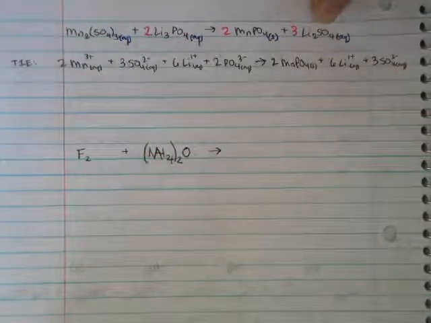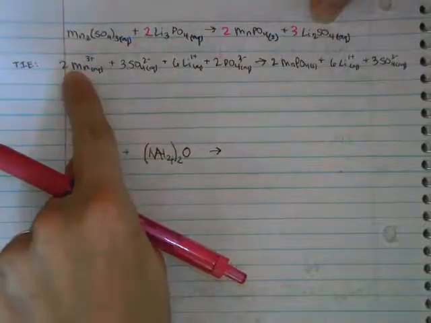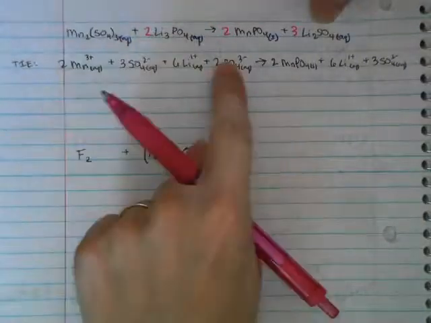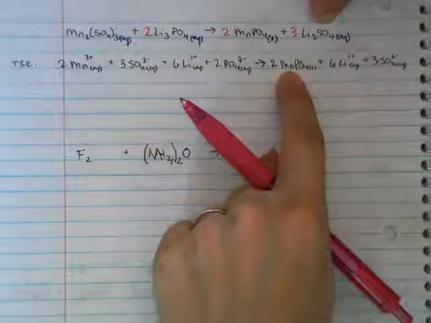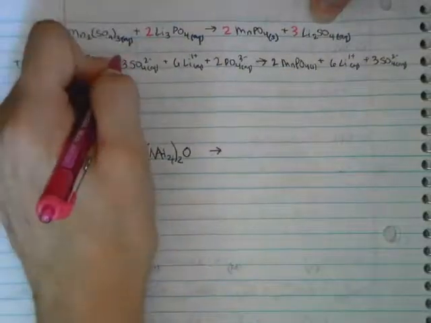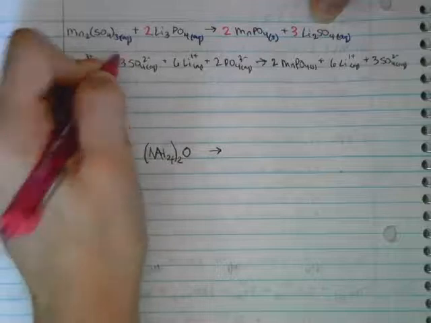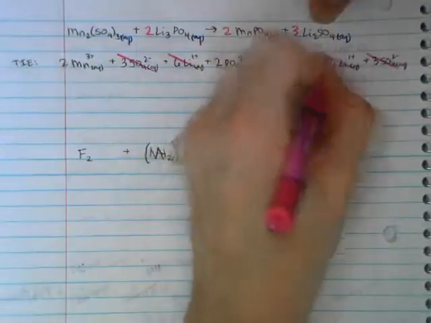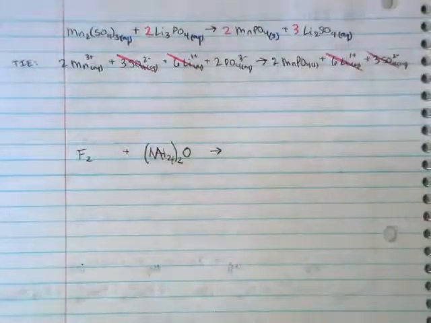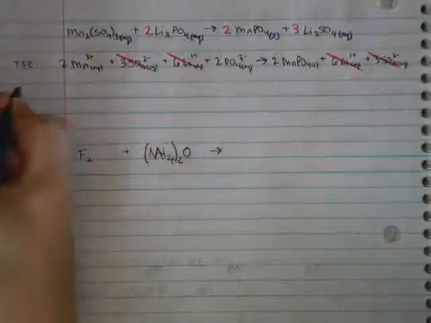So, spectator ions: it's not manganese and it's not phosphate because those two combine to make a solid precipitate. The sulfate, however, is out, and the lithium is out as well. These are lousy, no good spectators that just hang out and do nothing.